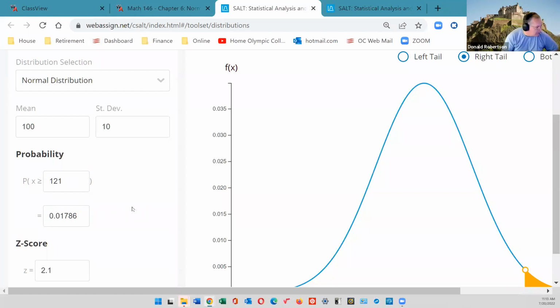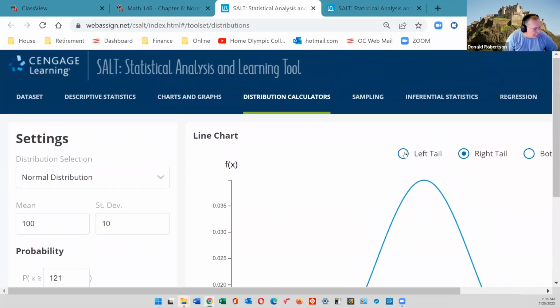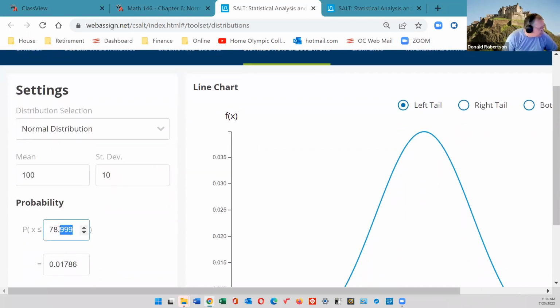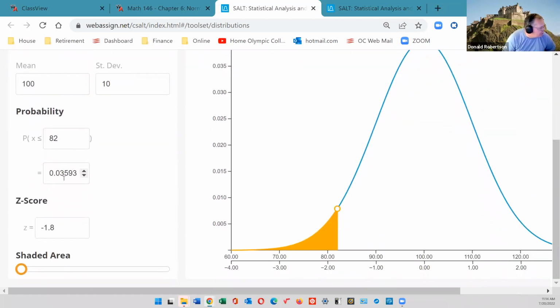Now, if I wanted to know less than 82, wouldn't I be picking left tail? I remember things in funny ways. I try little tricks. Left starts with an L. Left is less than. Right, that's the easy way to remember, right? Left is less than, and the others are kind of obvious once you know one. And I want to be less than, what do I want to be less than? 82. And the percentage of people who have an IQ less than 82 is about 3.6%, or as a proportion 0.03593.